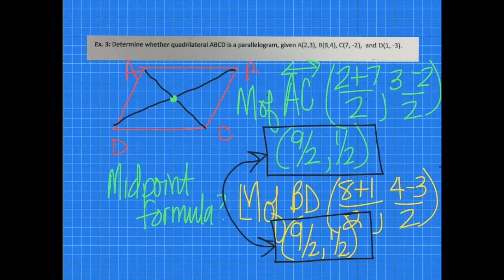So again, remember, there are a couple ways that you could do that. You could use slope and prove that the opposite sides are parallel. You could use the distance formula to prove that the opposite sides are congruent to one another, or you could use the midpoint formula and prove that the diagonals intersect one another at the same point, which is the bisection point, because that's what midpoint is. The last thing that you could do is prove that one pair of sides was congruent to one another or parallel, but again, that's a lot of work. So your choice, use whichever method you like the best.